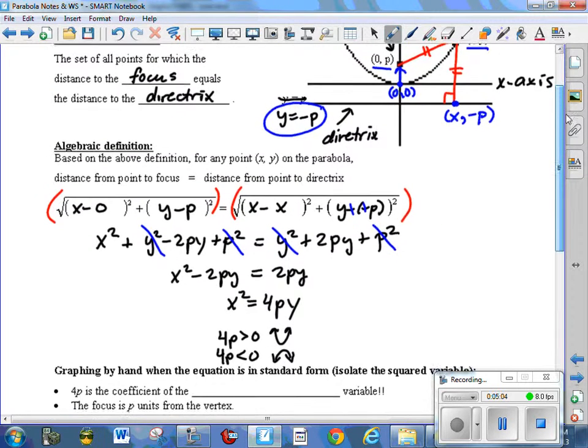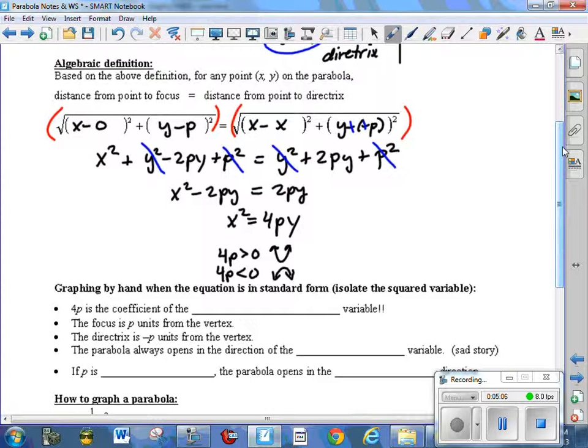It wouldn't be a function, but it's still a parabola. And if it's oriented to the left or right, then we would have y squared equals 4px. And that is a situation where if 4p is greater than 0, it opens to the right. And if 4p is less than 0, it opens to the left. So the 4p just represents the coefficient of the unsquared variable.